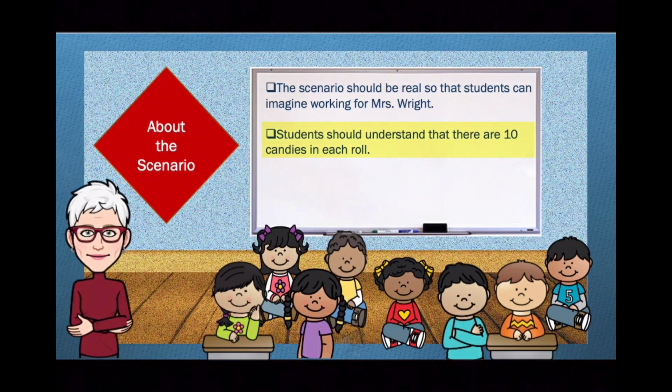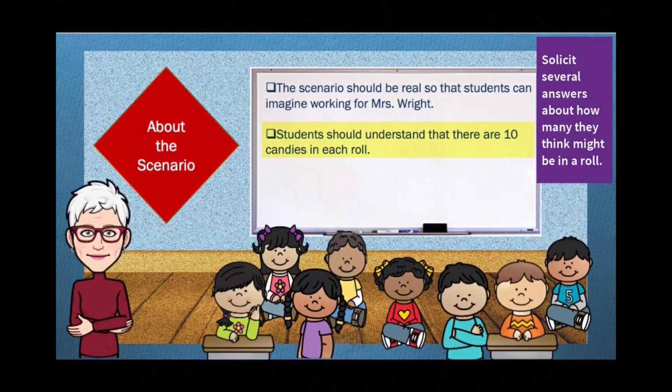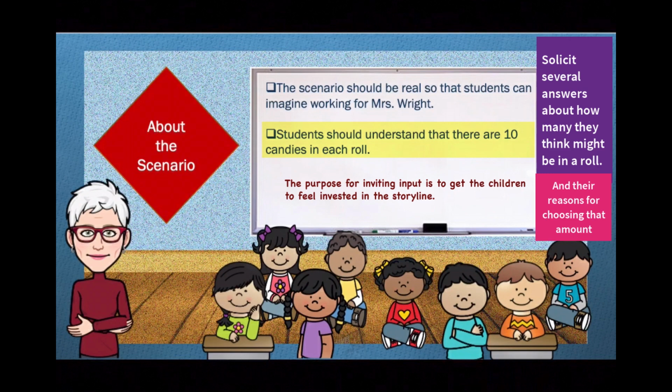I want to emphasize that by the end of the introduction, all students should understand that there are 10 candies in each roll. In introducing the scenario, it is important to solicit several answers from students about how many they think might be in a roll and their reasons for choosing their amounts. The purpose for inviting children's input is not to see if they can guess 10 candies in each roll, but to get them to feel invested in the storyline.